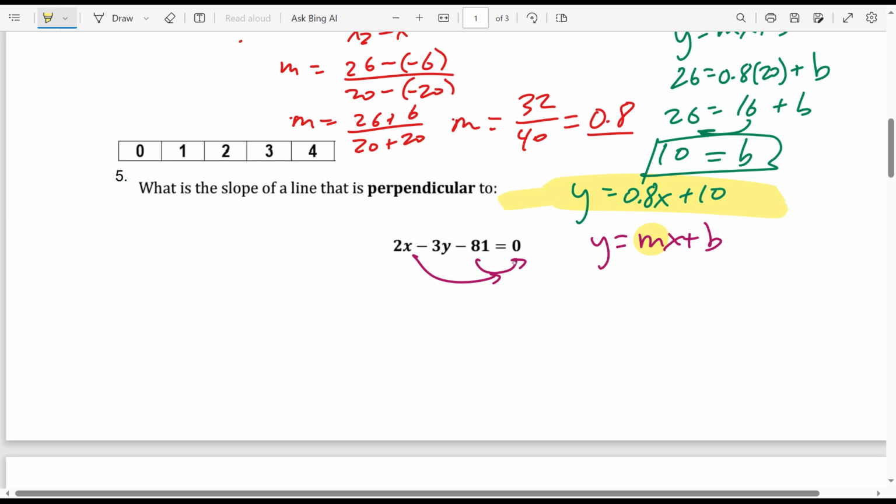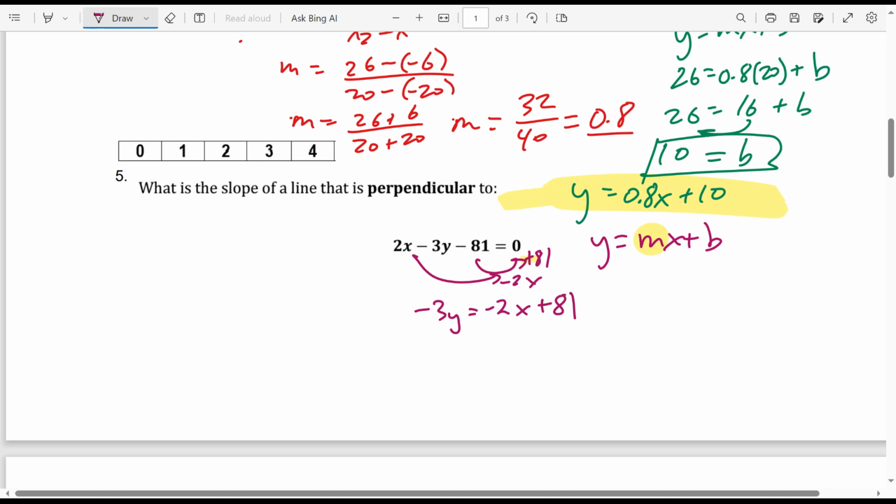So if it's negative 81, we're going to add 81. If it's positive 2x, we're going to subtract 2x. So what is that going to give me? Negative 3y is equal to negative 2x plus 81. Do I even really care about this 81? No, I don't. Because it didn't ask me for the actual rule. It didn't ask me for the y-intercept. It just wants the perpendicular slope.